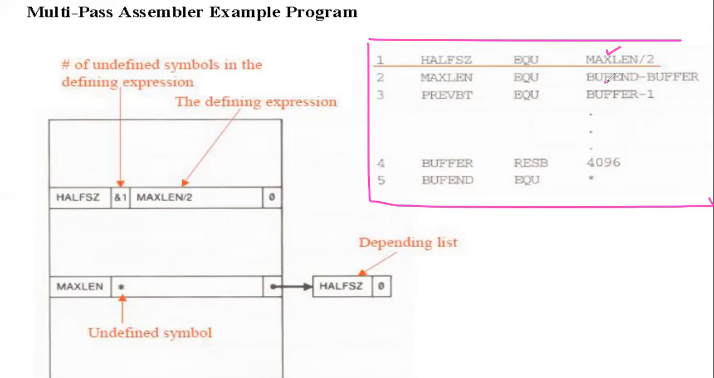Now, the question is, what is buffer and what is buffer? We don't know, so unknown it is. Here, half size is dependent on max length. Here, one thing is unknown. Max length is dependent on two things. Here both are unknown exactly.